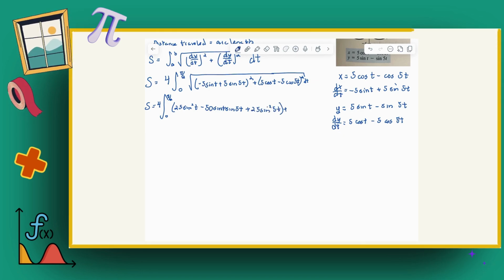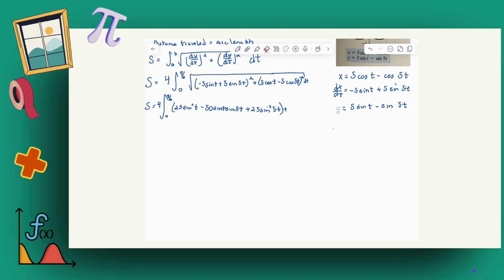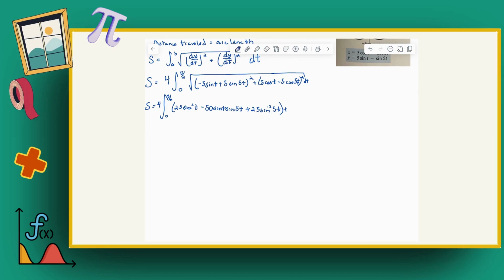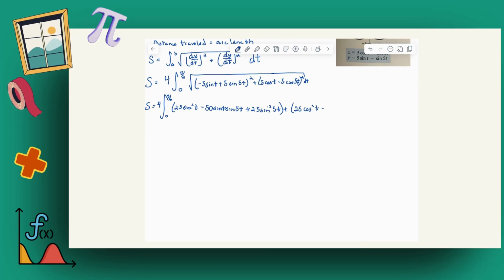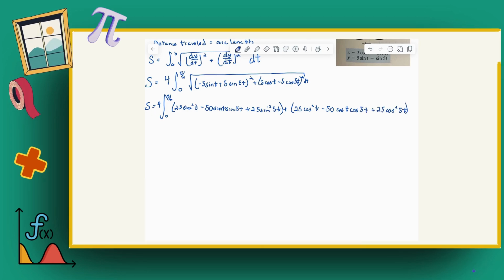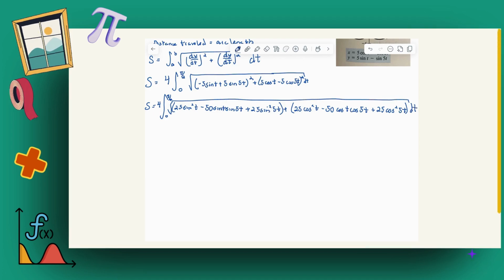Next, I'm going to take my dy dt and square it. And I end up with 25 cosine squared t minus 50 cosine t cosine 5t plus 25 cosine squared 5t. That's all underneath the square root, and I'm taking this integral from 0 to pi over 2 dt. We're going to have to do a lot of simplifying to evaluate this integral.